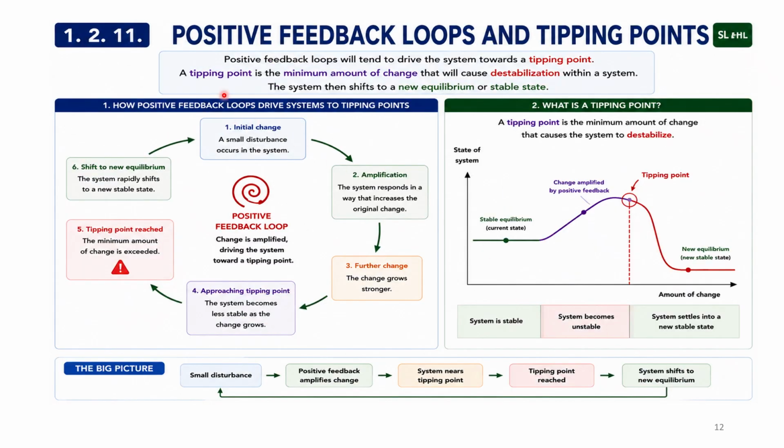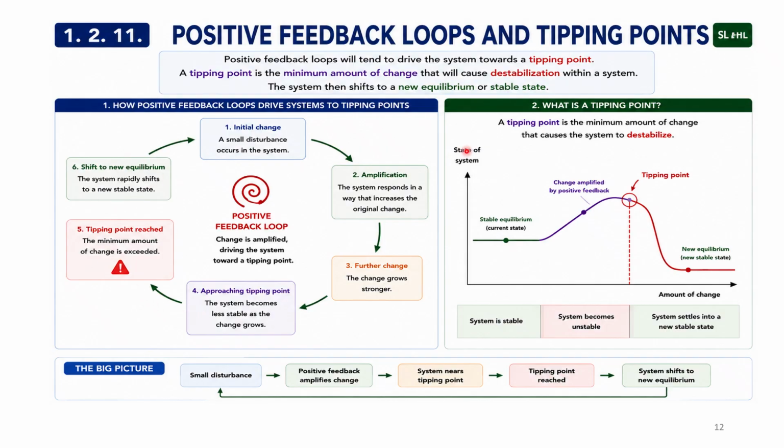Let's now connect positive feedback loops with the concept of a tipping point. Positive feedback continuously amplifies an initial disturbance, making the system progressively less stable. The process begins with a small change, which triggers responses that reinforce the original disturbance. As the change grows stronger, the system approaches a tipping point, the critical threshold beyond which recovery becomes difficult or impossible. Once this threshold is crossed, the system rapidly shifts to a new equilibrium, often with very different characteristics.